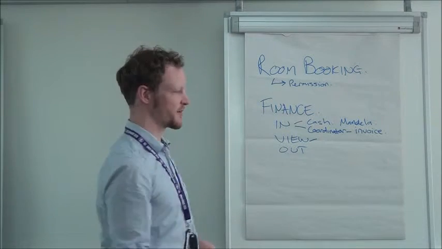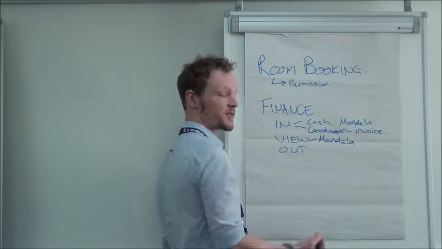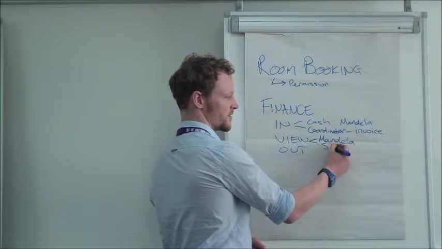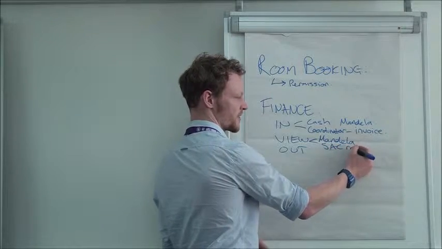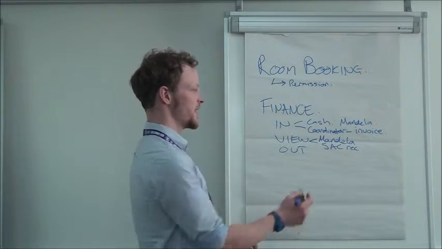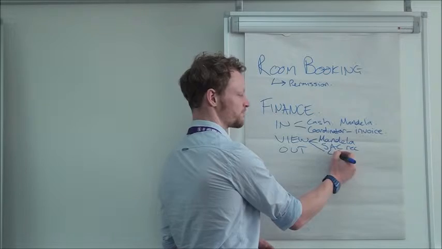Groups want to view money in their accounts. Three ways they can do that. They can go to Mandela reception and ask for a printout or an email of their accounts. They can go to the Student Activities Centre reception and, likewise, ask for an email or a printout of their accounts. And as a last-ditch thing, they can also ask their coordinator, so me.